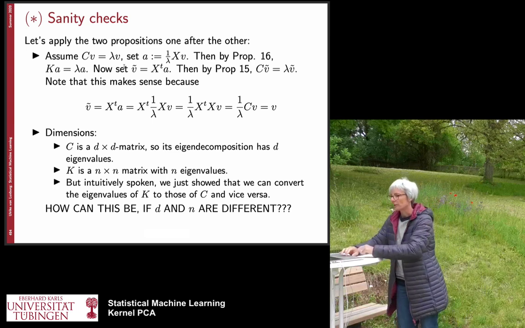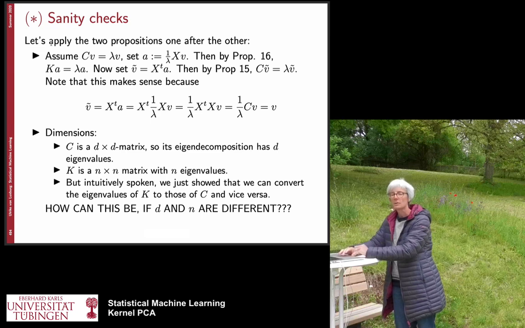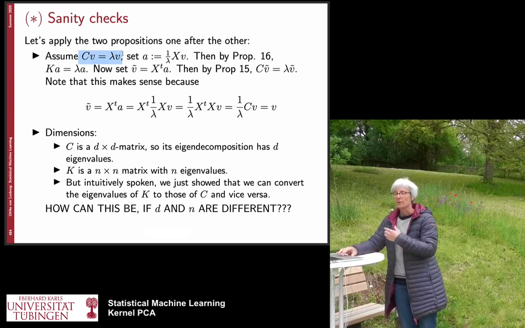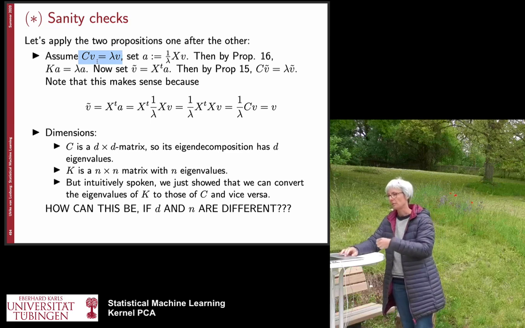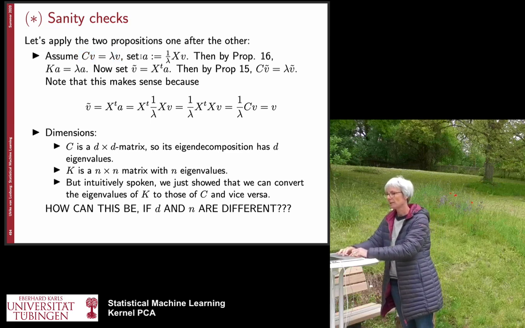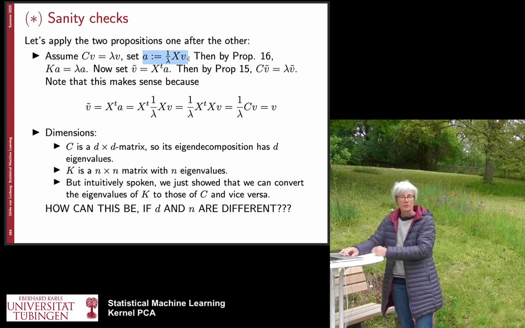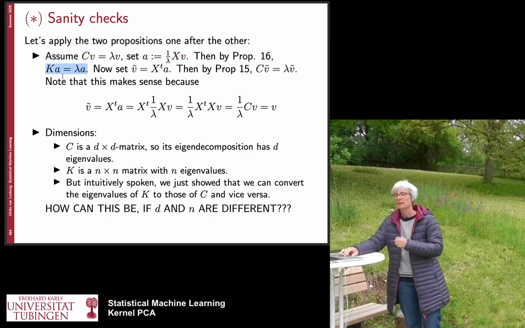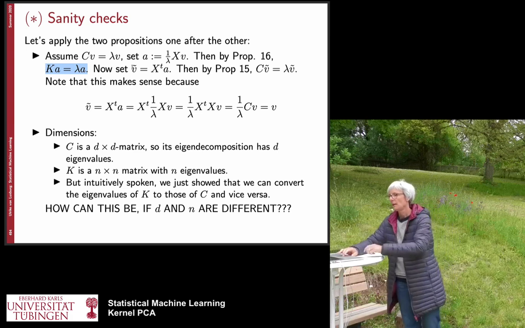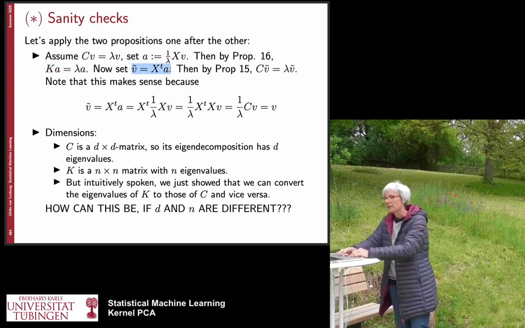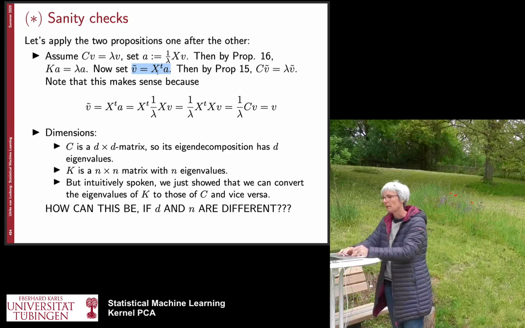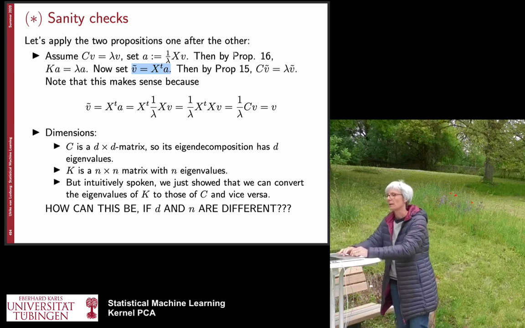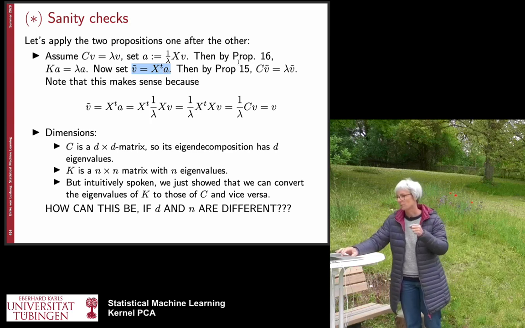And here is this sort of sanity check. We want to apply both propositions one after the other. So we start with an eigenvector of c, and we call this vector v, and the eigenvalue is lambda. We define a as in the first proposition, and know that by the first proposition k times a is lambda a. Now we do what is said in the second proposition. We now apply x transpose A. Sorry, I switched the numbers of the propositions here.